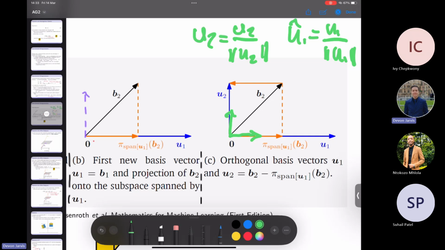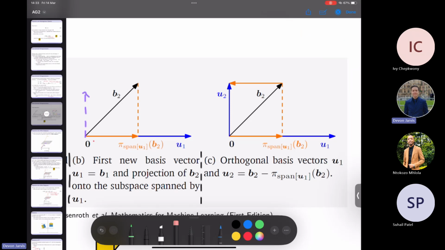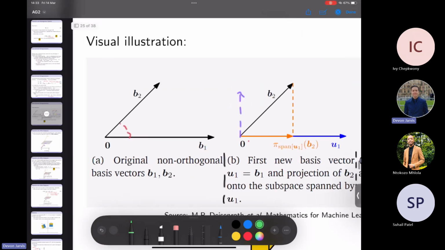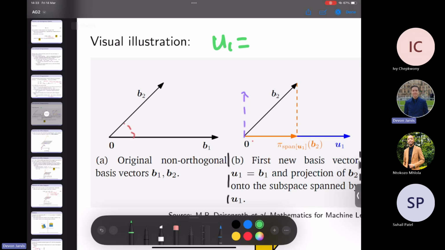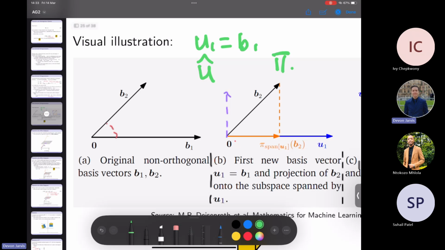I tend to like normalizing at the end. In theory, you can do it in the middle, which I thought the slides were initially doing here. You can come through at this point when you say U1 is equal to B1 and then normalize it to get U star. You can then do the projection onto the span of U star or U hat.